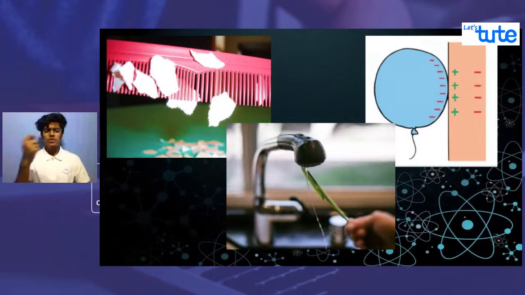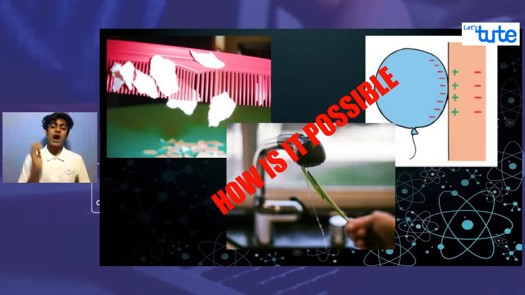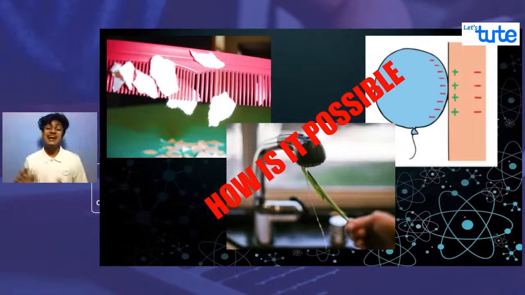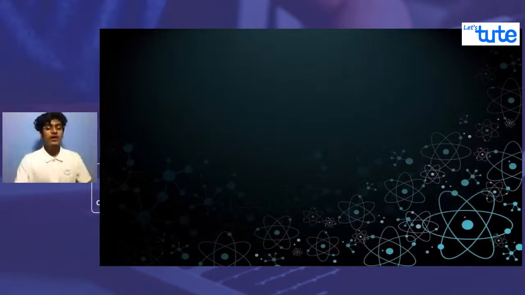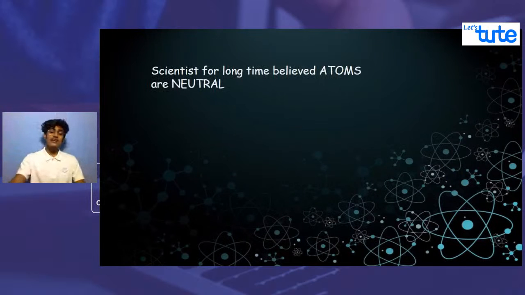You just take a comb, rub it on your hair, and place it towards the falling water, the stream of water. You will notice that the water is bending, and this is an amazing experiment which you can try. So how is it possible? Because we have discussed that atoms are neutral, so ultimately the matter should also be neutral. So if matter is showing some kind of charges, atoms ultimately should contain some kind of charges in them. Further experiments were made, but for a long time, scientists believed that atoms are neutral.